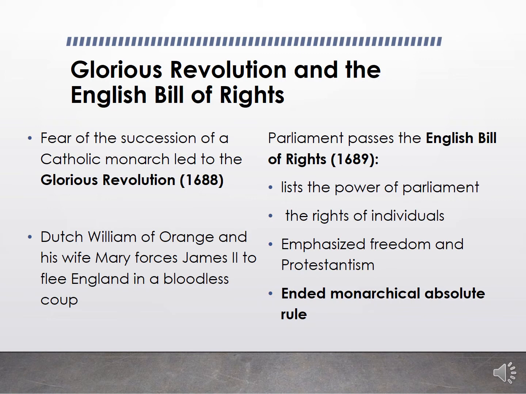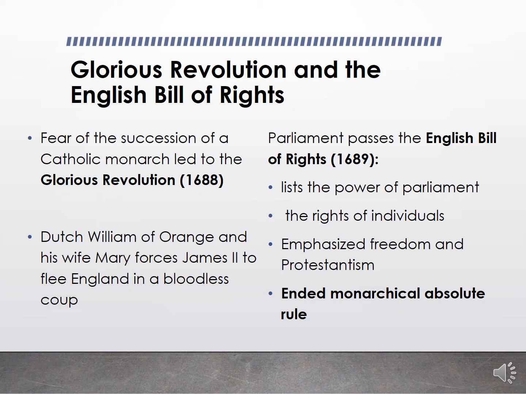And remember when I talked about religion in Europe, one of the things that really comes out of the Protestant Reformation is this idea that the people have to follow the religion of their leader. And so, because there were so many Protestants in England, including the Anglicans who considered themselves Protestant, they were very fearful that there would be a Catholic monarch that would take over the country.